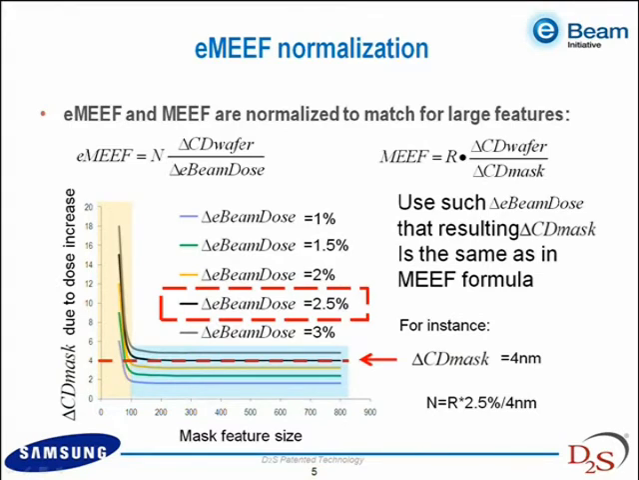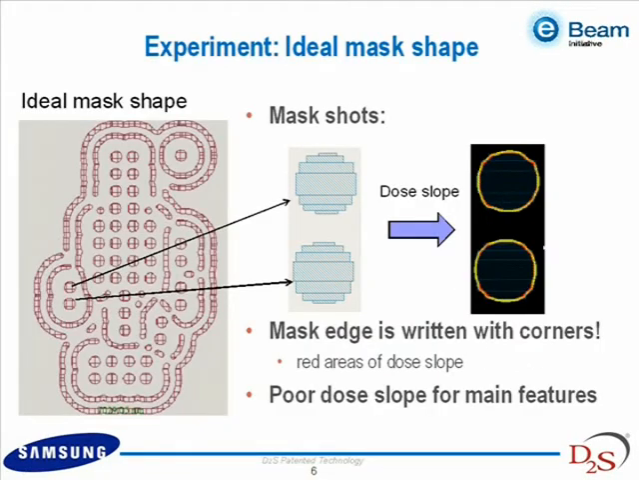Okay, now that we normalized MEEF and eMEEF and we know that they are the same for the large features, let's see how they affect the smaller features. So here we take a slightly unusual example. We will take an ILT feature, which is the curvilinear mask shape. We will look at it and see how dose slope looks for that particular shape. Since this is a curvilinear feature, majority of it is made of the corners, and corners have notoriously poor eBeam dose profile. So we actually can simulate it and see that most of this shape has fairly low dose profile. So it's a good candidate for studying the differences between MEEF and eMEEF.